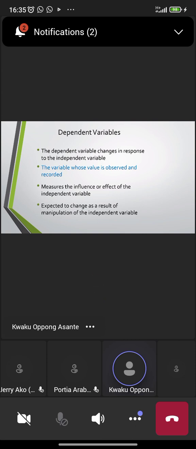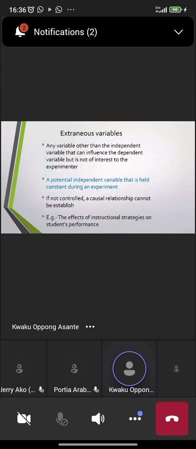Whether you attend tutorials or not, the difference will show up in the outcome of your end of semester results. So just take note, the variable that we are interested in observing, the variable that we are interested in recording is called the dependent variable. And finally, on these levels is the variable that we want to control.